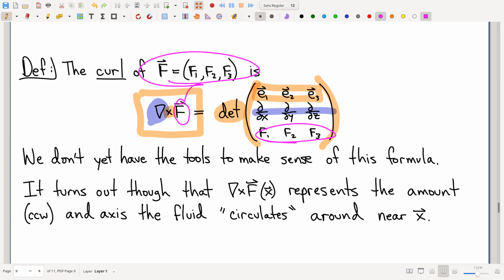And now, that's not a matrix. This is something passing itself off as a matrix, but it's kind of nonsense because the elements of a matrix are supposed to be numbers. That's a vector, that's not a number. That's a differential operator, not a number. So this is sketchy, but we've seen sketchy before.